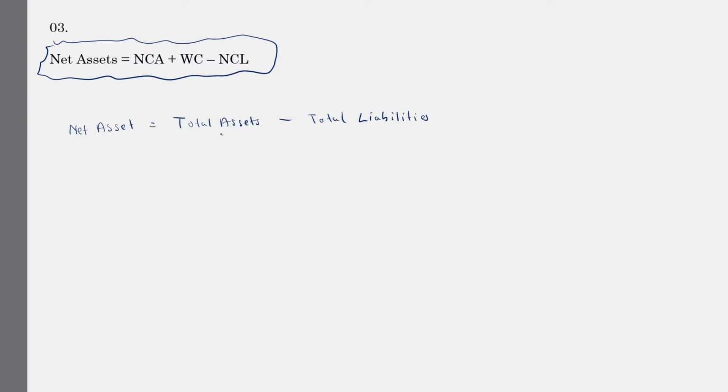Okay. So if you take this total asset, what you have to understand, total asset is a combination of two things. What are the two things? One is non-current assets, long-term assets. The other one is current assets, short-term assets. And if you take the total liability also you have two things. One is current liability, the other one is non-current liability. So your non-current assets plus current assets minus current liability minus non-current liability, what you will get? You will get the net asset.